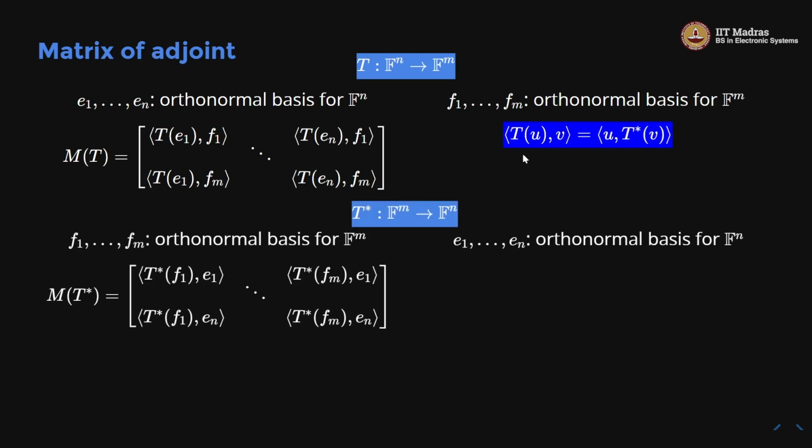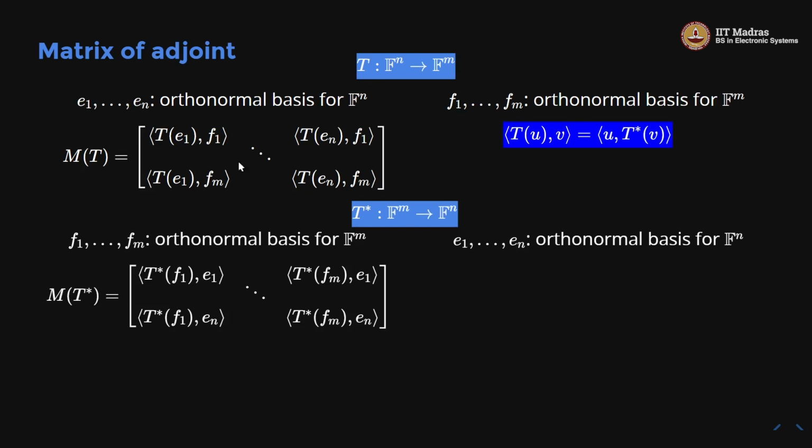Okay, so now how do I go towards T star? I know T star is from Fm to Fn. I'll retain the same bases, but f will become the input basis and e will become the output basis, right? So that's the only thing that will change. And I have this relationship between T and T star. I know that. And the matrix of T star in this basis is also easy to write down, right?